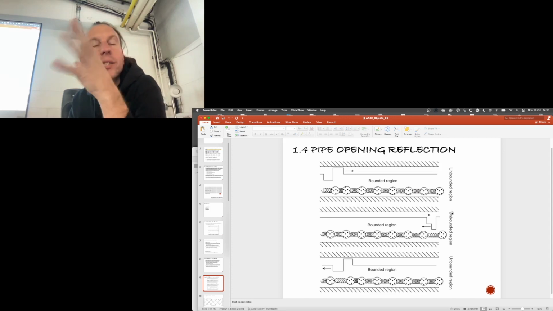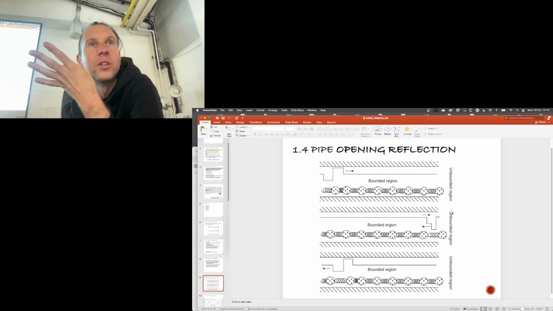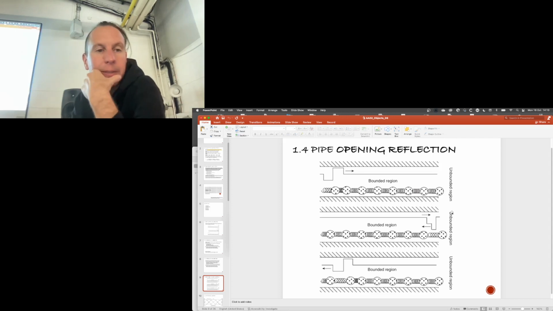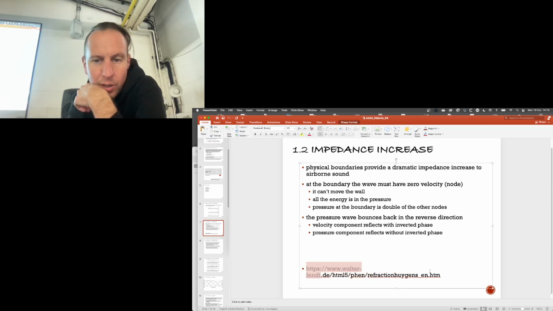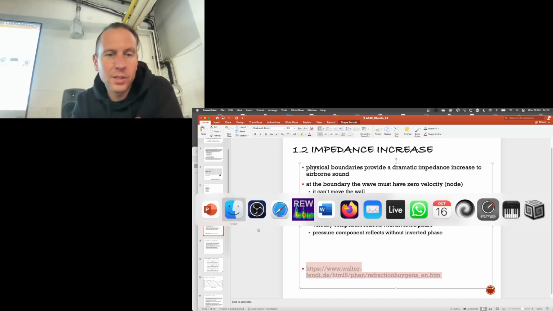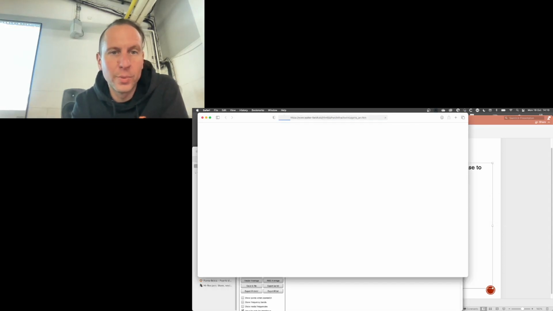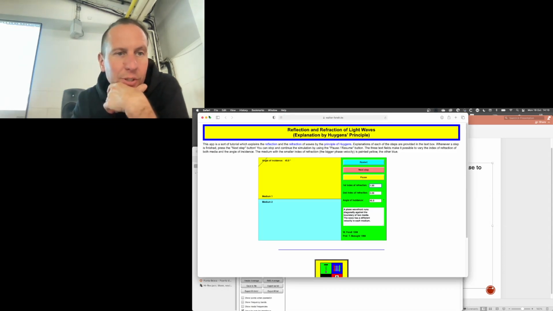Okay, so that's also hopefully giving you the intuition as to why on earth the sound bounces back off an open window, right? Okay, so those are the bits about impedance.